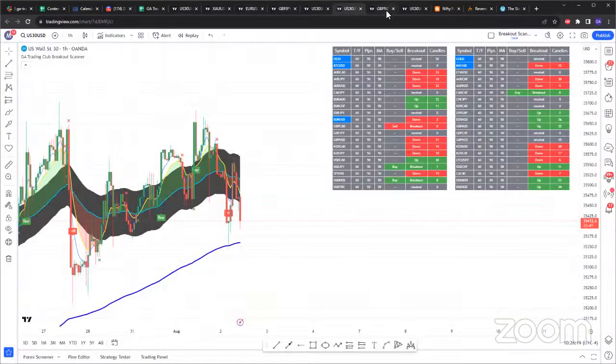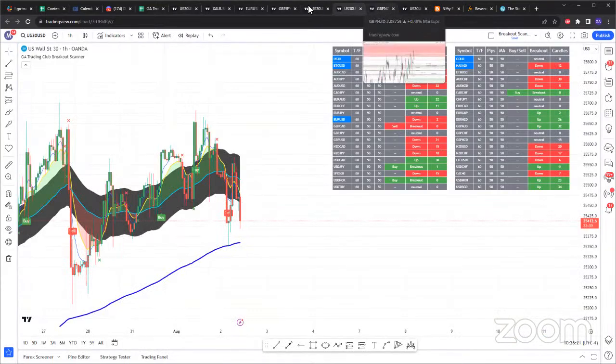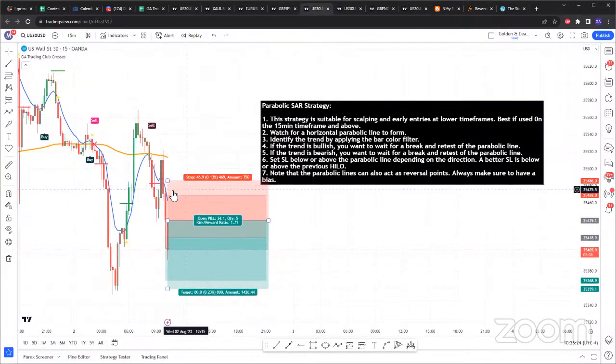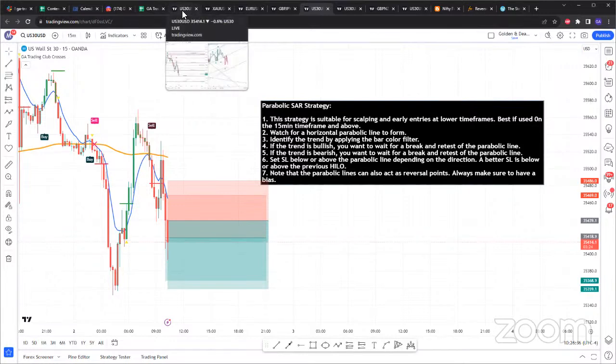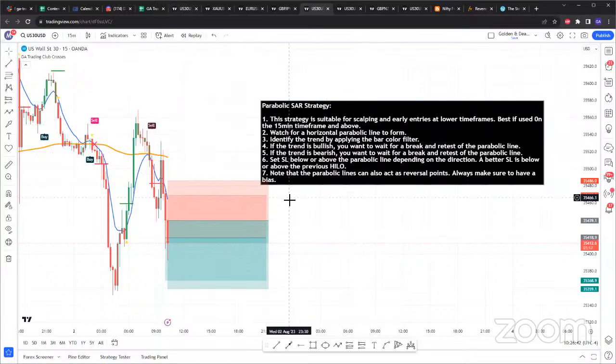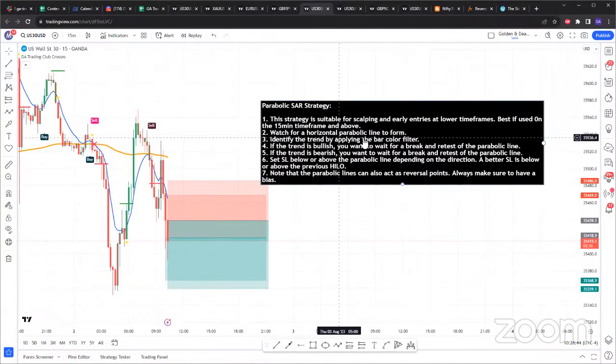So think of them as breaks and retests. If I come back here, what do we have? That's requirement number 1. Actually, maybe having a bias should be requirement number 1. Look for a bias in your trading. Don't go for both buys and sells. I mean, it's scalping, you can literally do it, but I prefer not to trade both directions every time. Number 2, watch for a horizontal parabolic line to form.